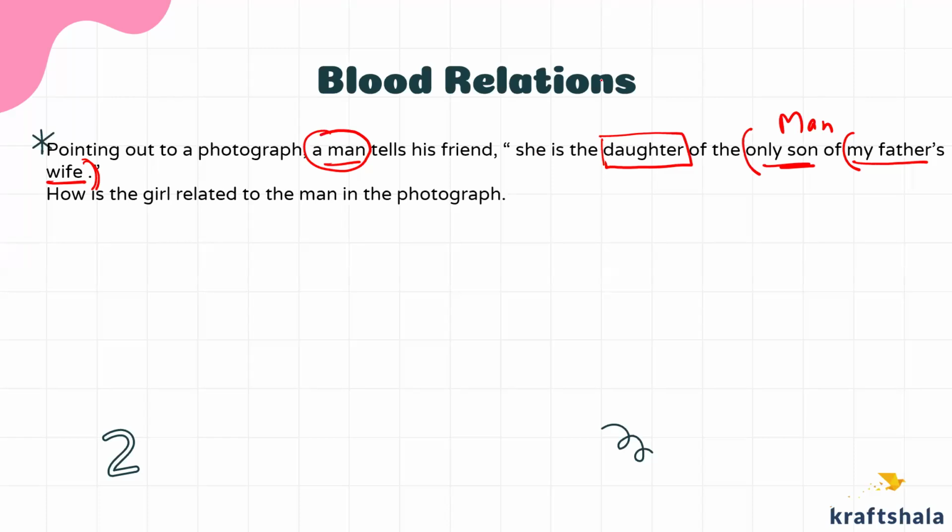Right? So that is how you should do it. Otherwise, people can do it by tree diagram as well, but it doesn't make much sense. It will take more time and it will be less accurate as well. So again, the speaker is the man. My father's wife, the man's father's wife, that means the man's mother. The man's mother's only son will be the man. So the sentence is she is the daughter of the man. The question is asking how is the girl related?